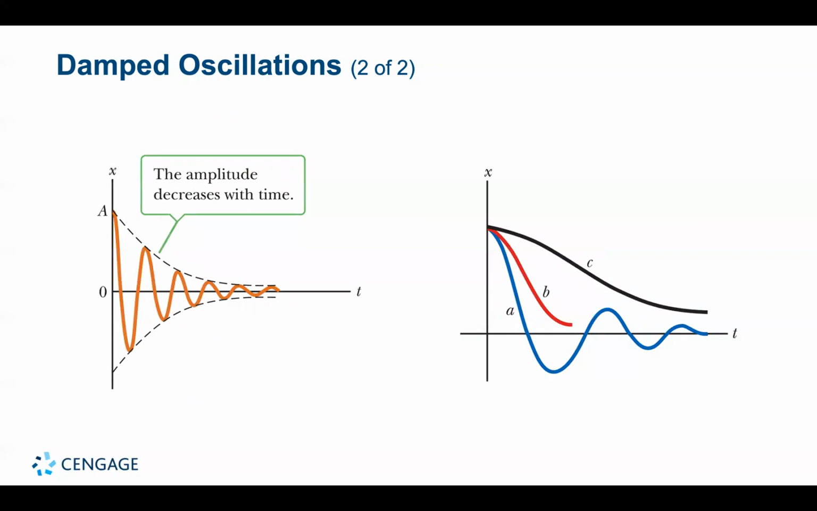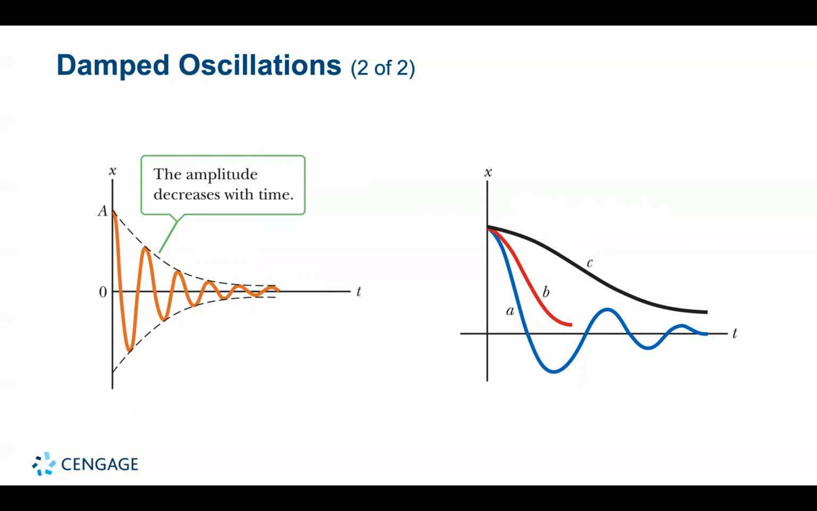Here in the figure on the left, we have a graph of displacement versus time for an underdamped oscillation. And on the right, we have plots of displacement versus time for A, an underdamped oscillation, B, a critically damped oscillation, and C, an overdamped oscillation.